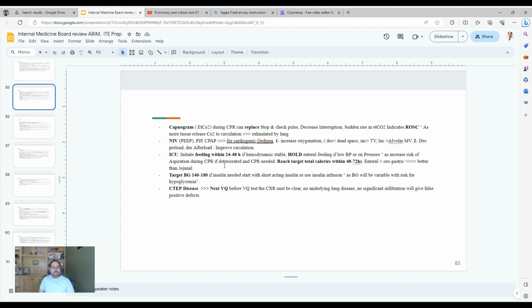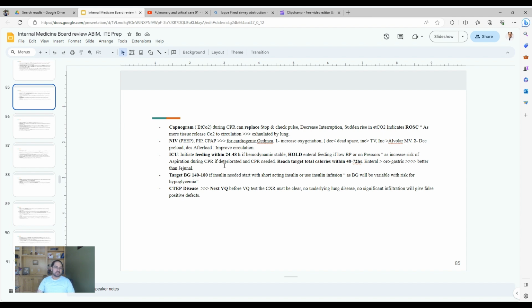Non-invasive ventilation can also help in cardiogenic edema because it can decrease preload and decrease afterload, and that will improve the circulation. Also it can improve oxygenation by decreasing the dead space, by increasing the tidal volume, by increasing the alveolar ventilation. So it's a good option for pulmonary edema and cardiogenic edema in the ICU when there is no contraindication, of course.